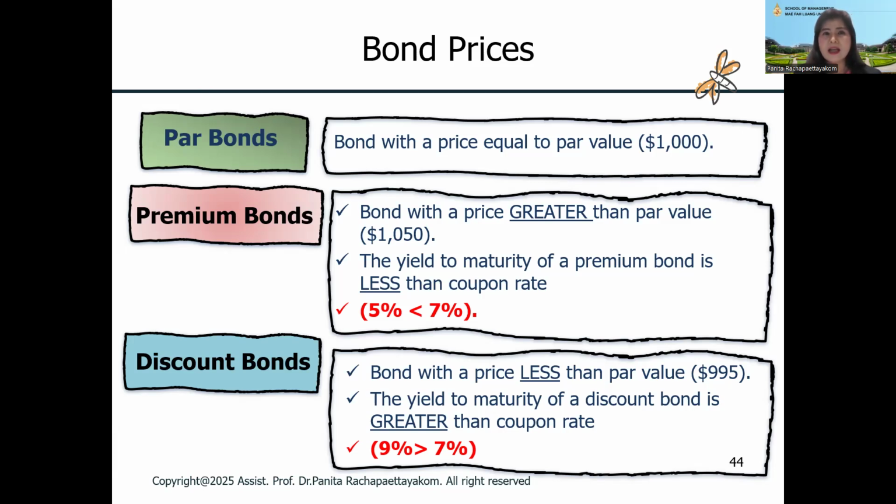When the interest rate increases, the bond price will decrease, and you then buy a discount bond. On the opposite side, when the interest rate decreases, the bond price will increase, and you then buy the premium bond. So that's all. I would love to introduce you to the topic of bond valuation.